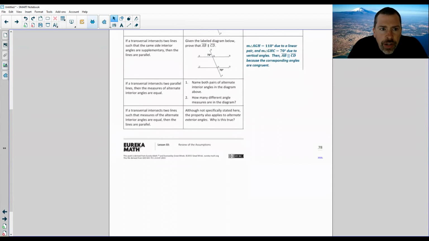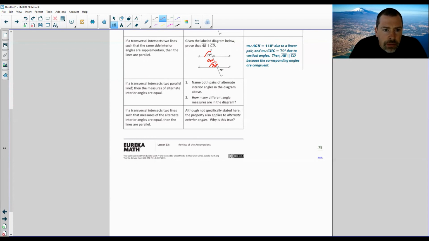All right, the measure of angle AGH is right here, is 110 degrees because these two angles are supplementary due to a linear pair. And the measure of angle CHG is 70 degrees due to vertical angles being congruent. Then AB is parallel to CD because the corresponding angles are congruent. So now that this angle is congruent to this angle, we know that AB is parallel to CD.